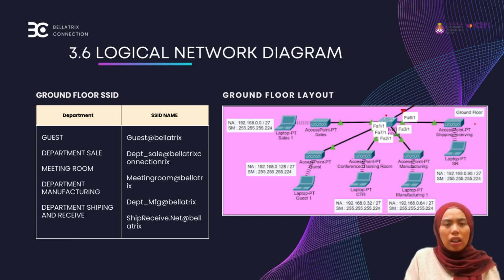These SSIDs are guest at Bellatrix, department sets at Bellatrix connection, and so on. Having a unique SSID for each department helps to organize the network, improve security, and manage network traffic effectively. For example, guests can connect to the guest at Bellatrix network, which could have different access restrictions compared to the network used by the department.